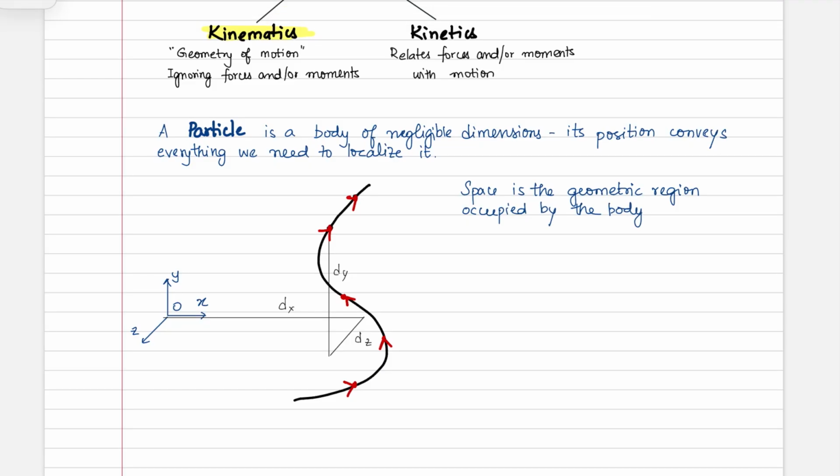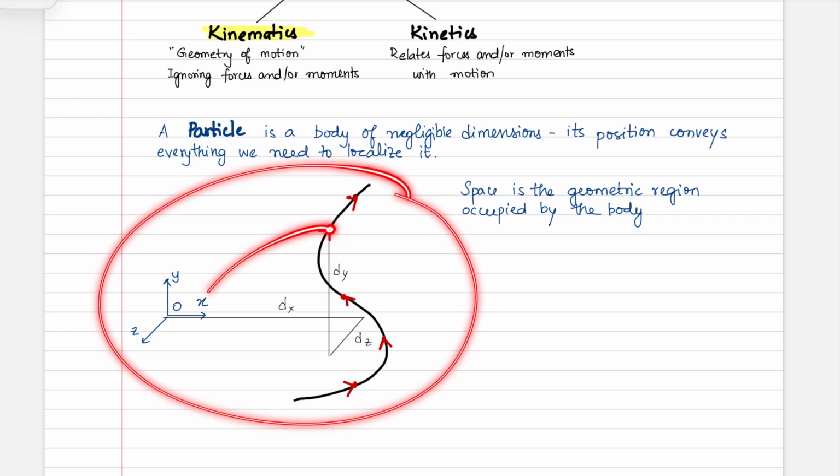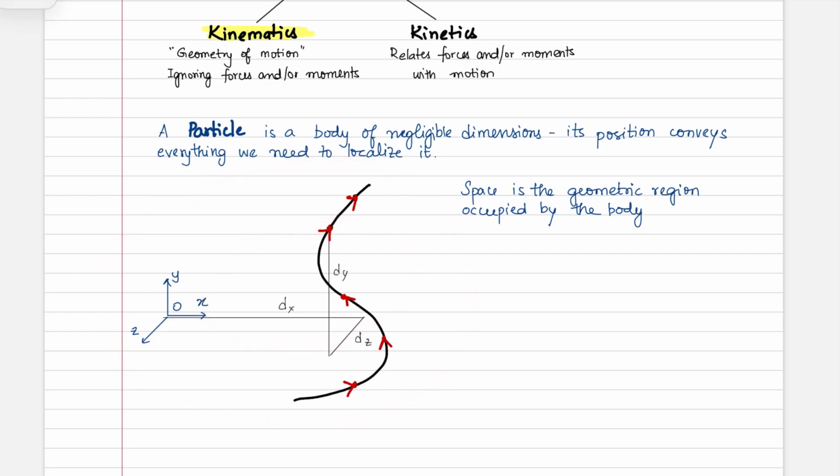That is the region that can be defined by using dx, dy, and dz. Any point in that region is the space. Okay, and the position in space is determined with respect to some known geometric reference.